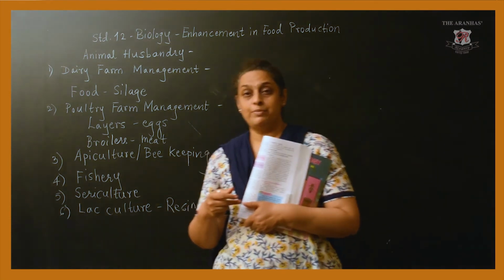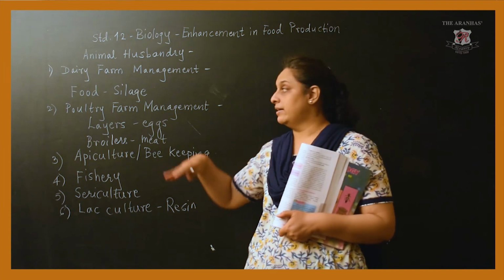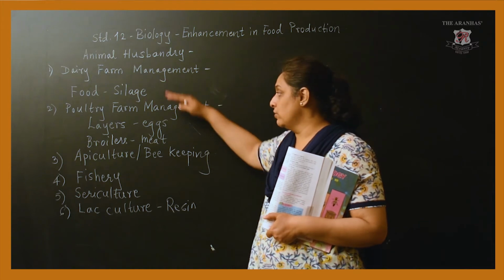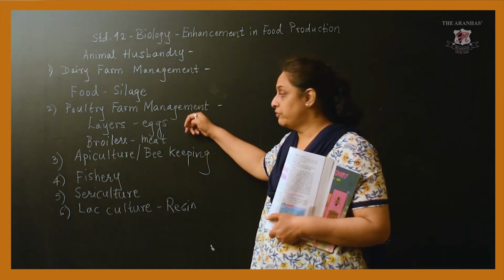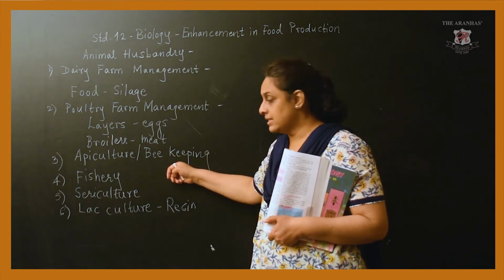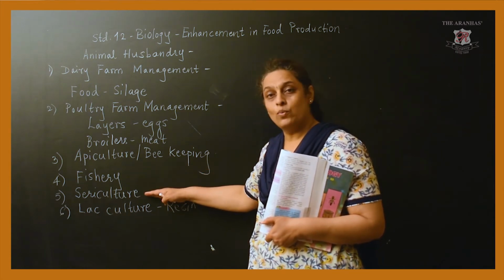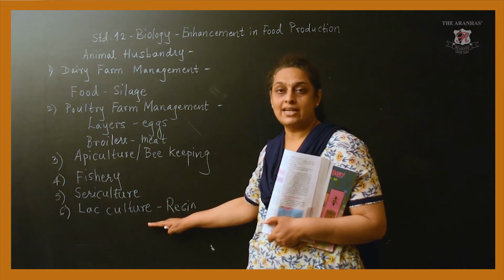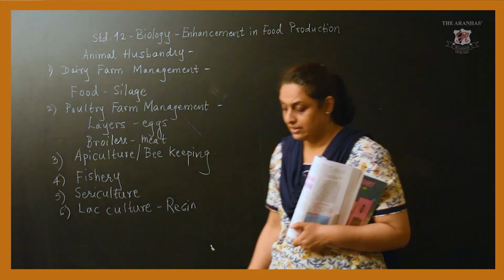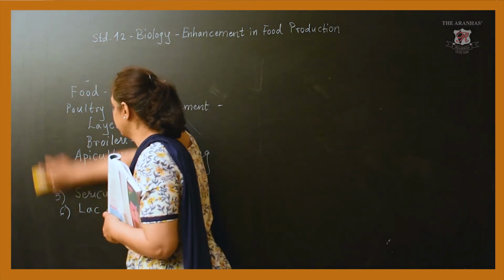So far, you have studied various occupations where animals are reared: milk producing animals, cows and buffaloes, then birds for eggs and meat purpose, honeybees, that is apiculture, fishes and related animals in fishery, silkworms in sericulture, and lac insects in lac culture. Okay, this is what we have done in animal breeding. Now we will move on to the next part of the chapter.